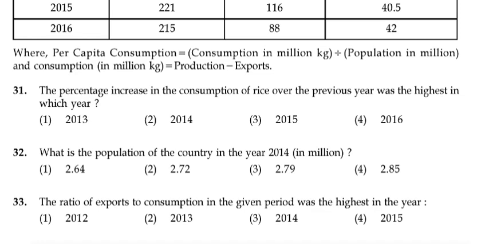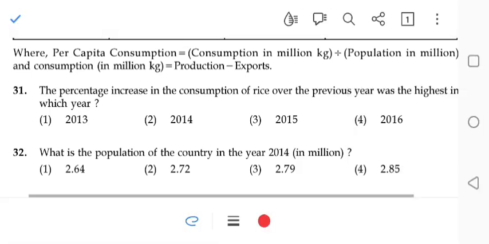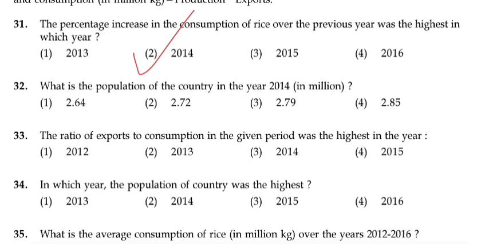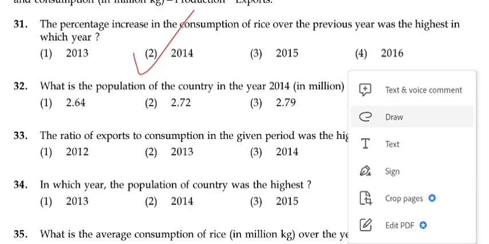31. The percentage increase in the consumption of rice over the previous year was the highest in which year? 2013, 2014, 2015, 2016. Correct option will be 2014. 32. What is the population of the country in the year 2014 in million? 2.64, 2.72, 2.79, 2.85. So it will be 2.79.